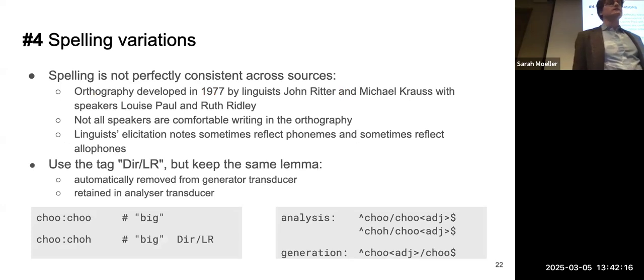Another issue we ran into was a lot of spelling variation. The spelling is not perfectly consistent across all of our sources. It's a pretty recent orthography developed, and not all the speakers are perfectly comfortable writing the orthography. To account for the spelling, we use the tag dirlr which we put onto the variant spellings in the transducer. So this made it so that if you put it in for analysis, it would still be able to analyze the altered spelling, but it wouldn't generate those whenever you ask for a specific form.